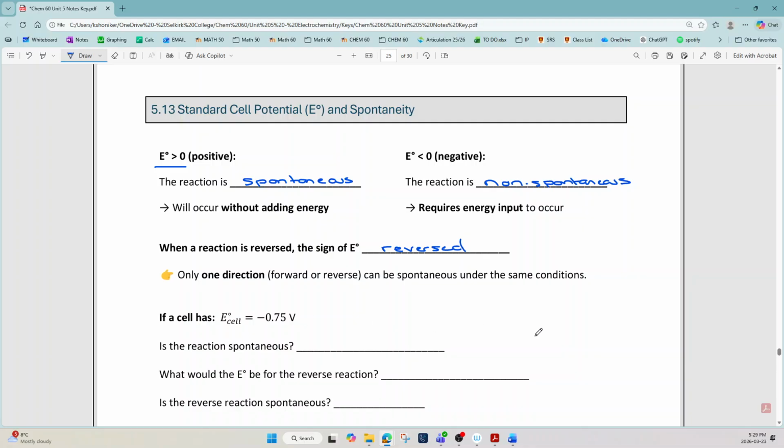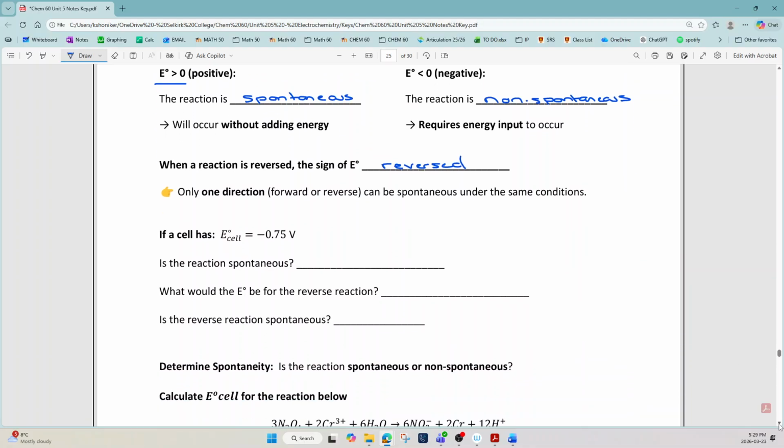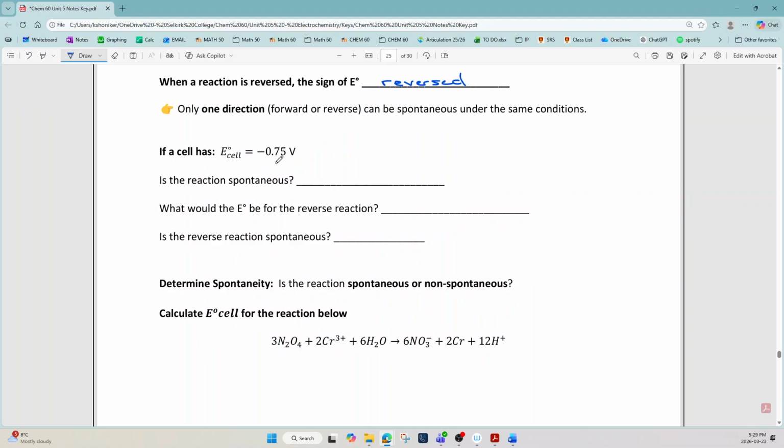So for example, if I had a cell that had an overall cell potential of negative 0.75, is the reaction spontaneous? No. But if I was to do the reverse of this reaction, so if I switch my anode and my cathode, what would be the E for the reverse reaction? Well, it would be positive 0.75, and so then the reverse reaction would be spontaneous. So let's practice determining spontaneity.